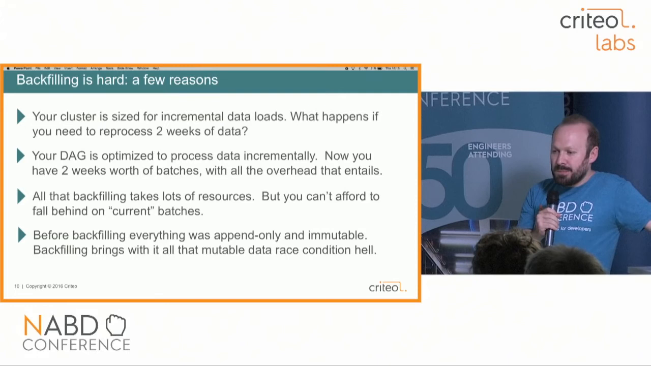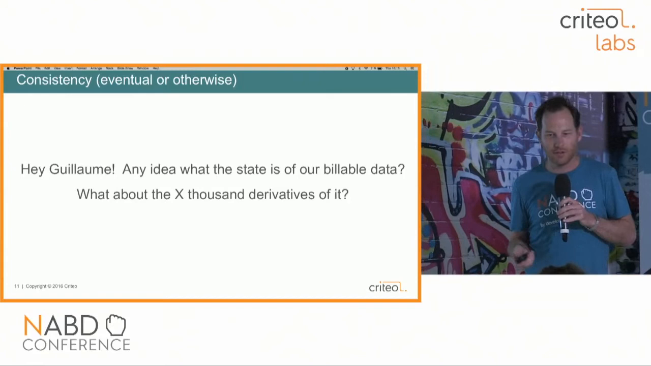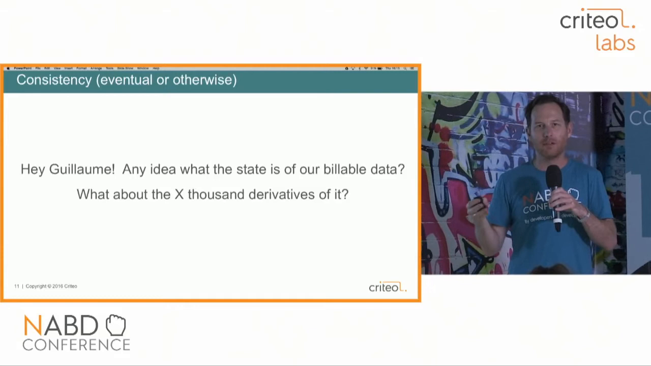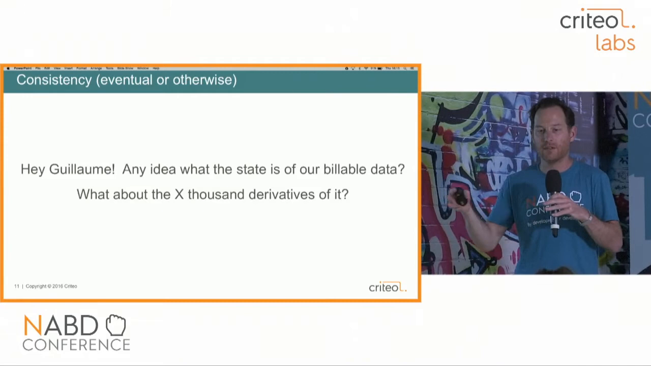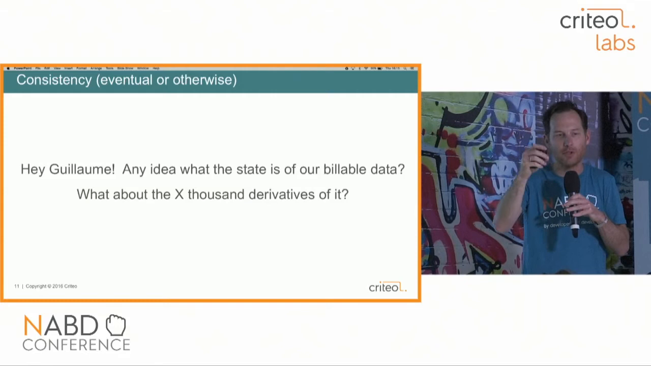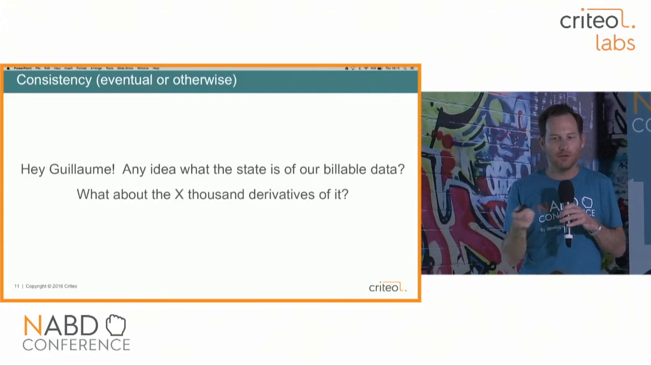So consistency, this is another thing, right? What's the state of our billable data? And by state, what do I mean? Well, by state, I mean what is there, right? What's the interval of time for which the billable data is complete and correct, right? And then across what systems? And then also there are all kinds of derivative workflows. You saw that in the DAG that Spotify presented. One node's output can have lots and lots of derivative calculations on it. And so how do you guarantee that those derivative calculations are consistent with the source?